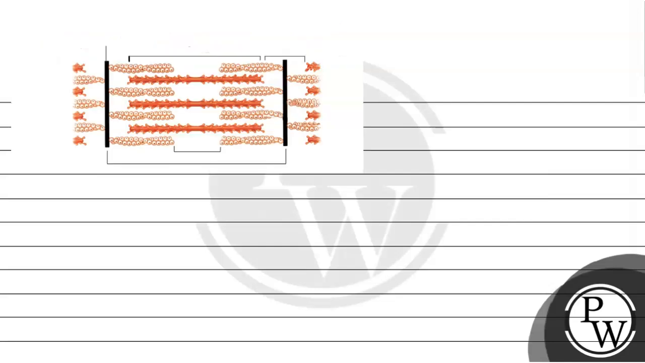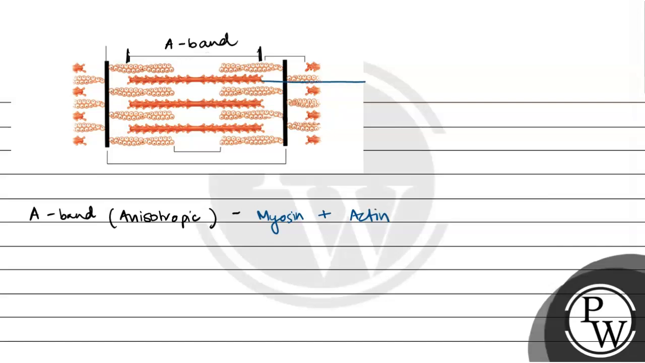In this sarcomere, the region from here to here is called the A band. This region is known as the A band, or the anisotropic band. It basically consists of both myosin fibers and actin filaments. The thick region is the myosin filaments and these are the actin filaments. The anisotropic band contains both.